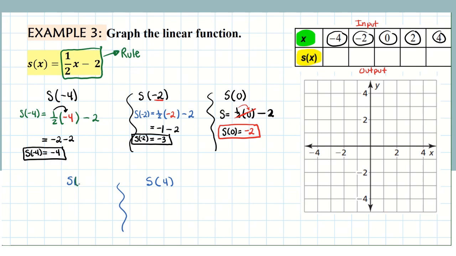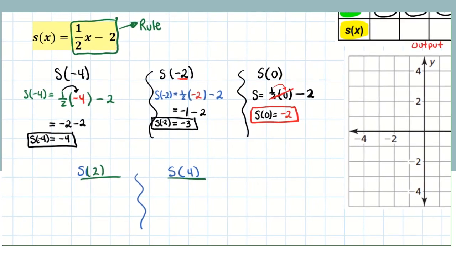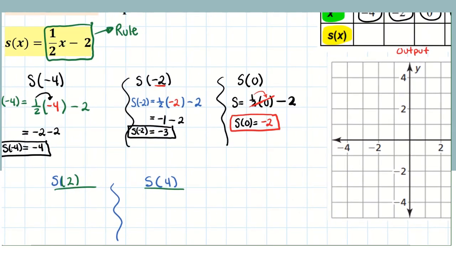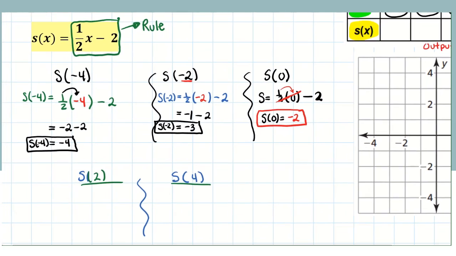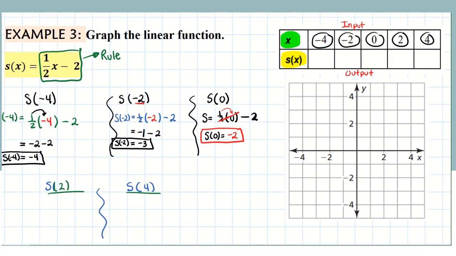And as mentioned, I'm going to go ahead and change it to s of 2 because we already did the 0. We don't do it twice. And I'll do some mental calculations here. So if 2 goes into my rule, meaning x becomes 2, then what's going to come out is 0. Let's go ahead and fill in the rest of our table with what we have.